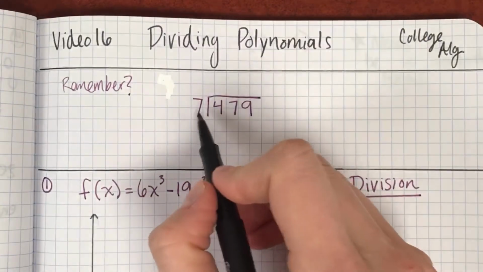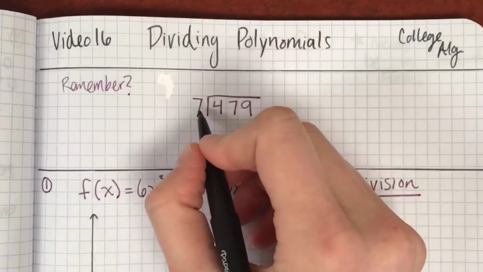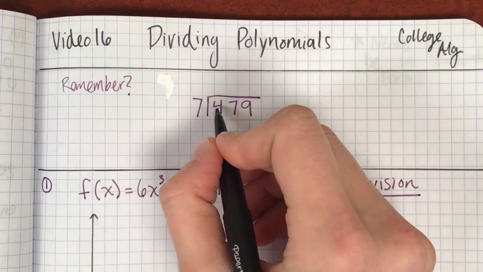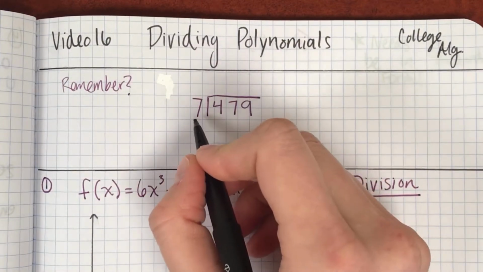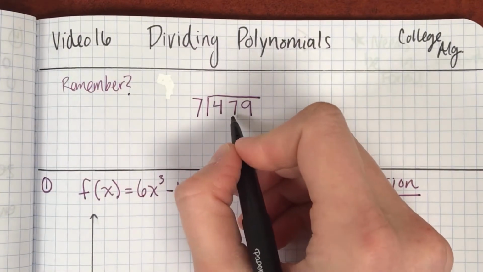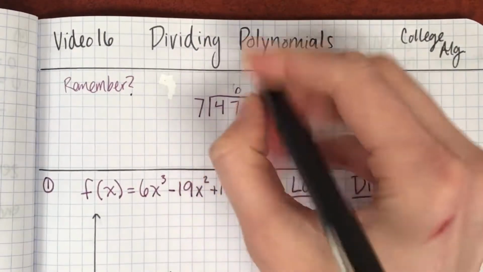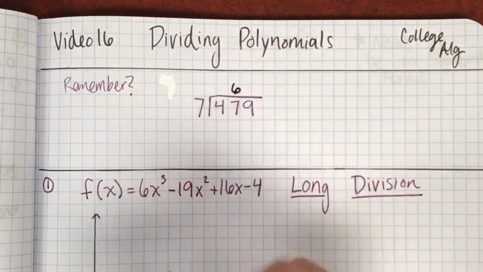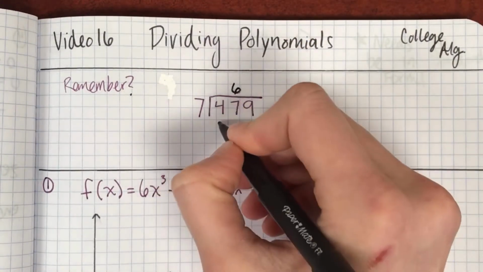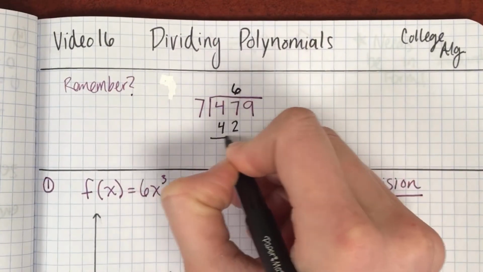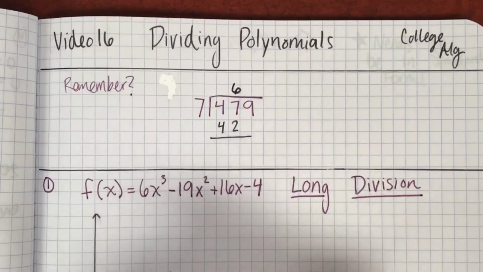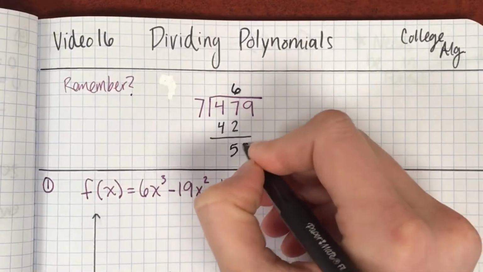So remember, if we were doing this, we'd see how many times can 7 go into 4. Well, we can't do that, so we'll try how many times can 7 go into 47, which would be 6 times. So we take 7 times 6, which is 42, and then we subtract. So then we're left with 59.